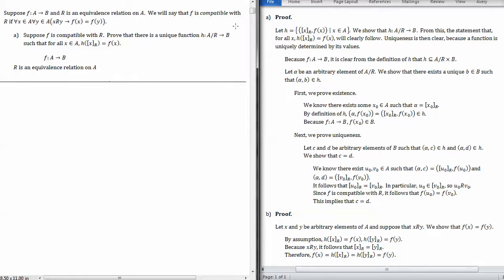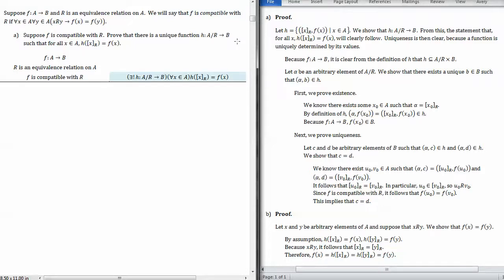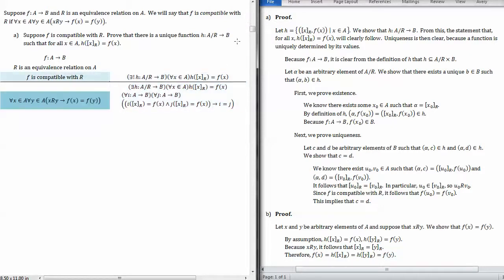So we begin with the function f from A to B and an equivalence relation R on A, and we suppose, as the problem tells us to, that f is compatible with R. And we want to show that there exists a unique function h from A mod R to B, such that for all x in A, h of the equivalence class of x equals f of x. First of all, we're showing that there exists a unique h. So there's existence and there's uniqueness. We can also write out the definition of f being compatible with R, which was given to us at the top of the problem here. So we're just copying that.